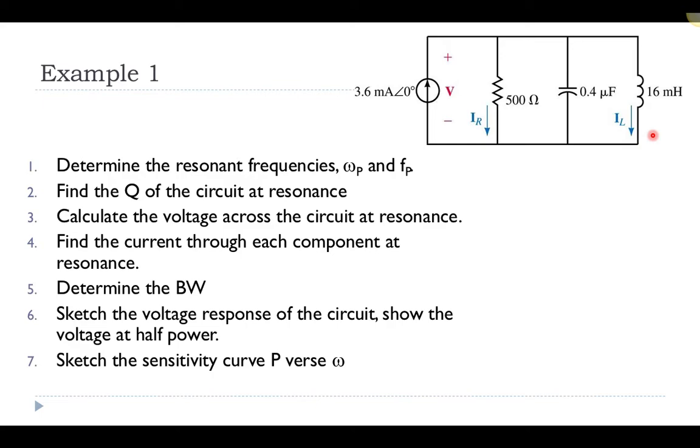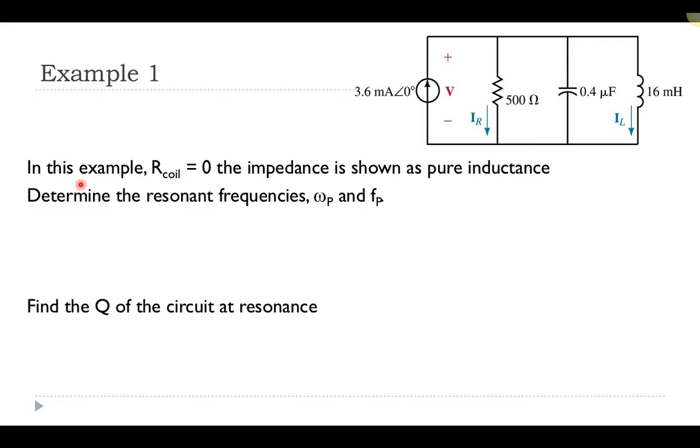So this case, pure inductance here with no resistance. So we want to determine the resonance frequencies, both in radians per second and in hertz. We want to figure out the quality factor for this resonant circuit. We're going to calculate the voltage across the circuit at resonance. We're going to find the current through each of the components. We're going to determine the bandwidth, and we're going to maybe sketch what the voltage response would look like and the power sensitivity curve.